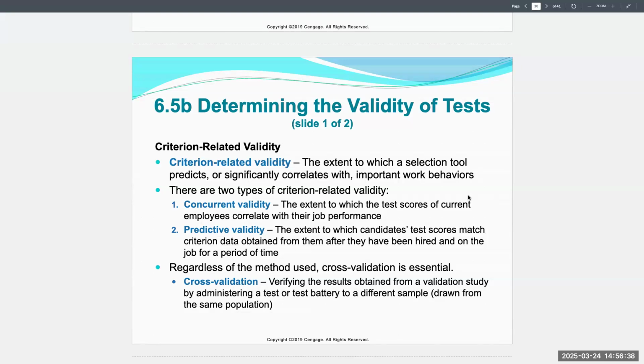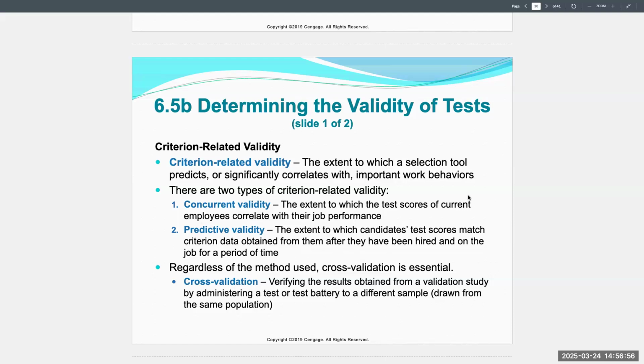criterion-related validity, evaluates whether the test scores correlate with performance criteria such as productivity, sales, or supervisor rating. There are two forms of criterion-related validity. One is concurrent validity, and the other one is predictive validity.